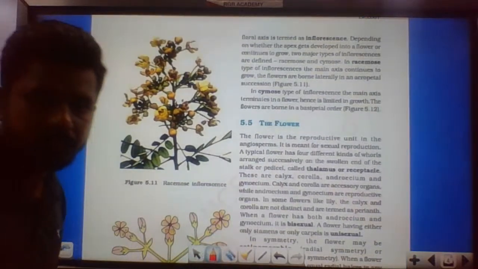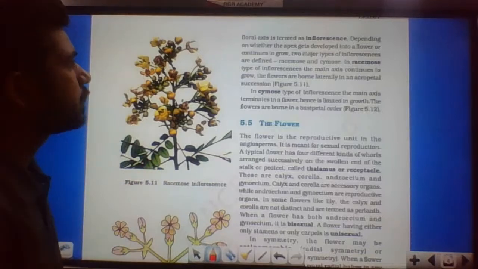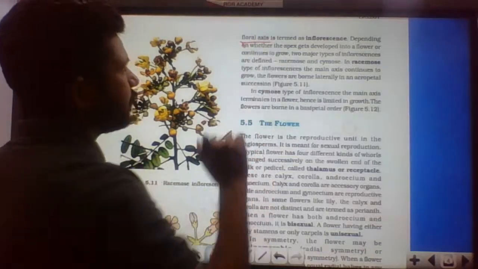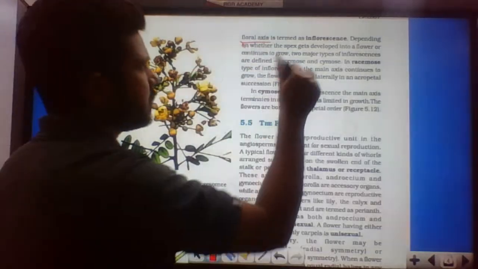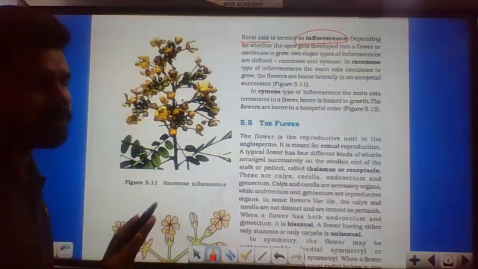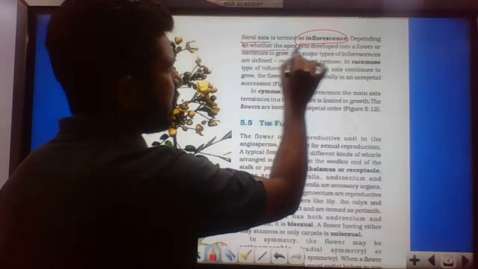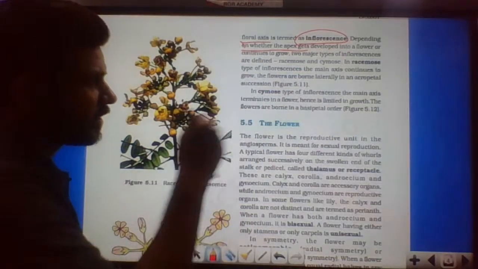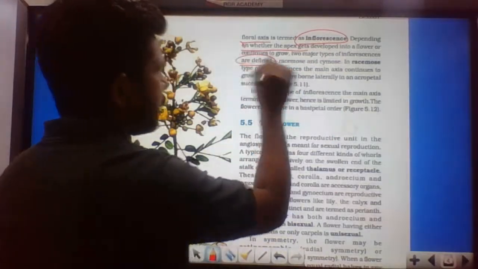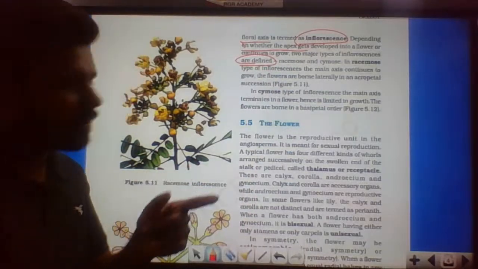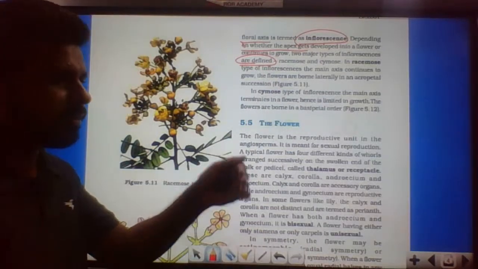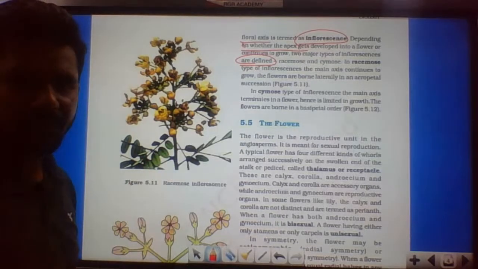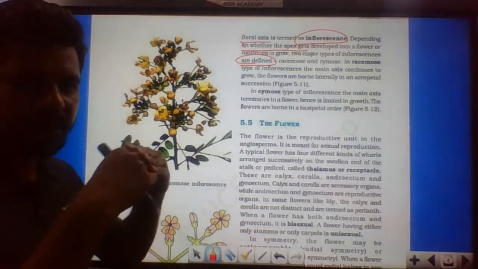I hope the diagram is clear. So the arrangement of flowers in the floral axis is termed as inflorescence. Depending on whether the apex gets developed into a flower or continues to grow, two major types of inflorescence are defined. There are two types of inflorescence, depending upon the growth: either continuous growth or limited growth.